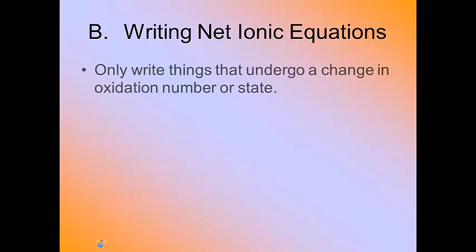Okay, so let's talk about these rules. Rule number 1 is you only write things that undergo a change in oxidation number or a change in state. We're going to talk about oxidation number specifically in class, so let's focus right now on the things that change state because they're the most obvious to see.